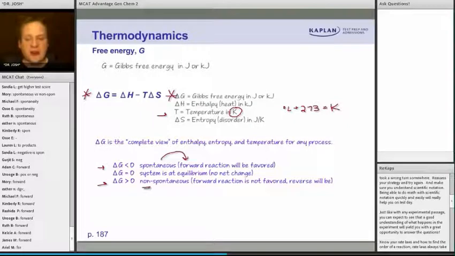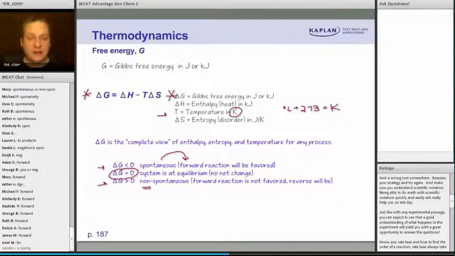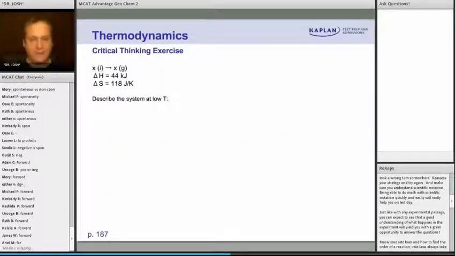And then remember that this is the complete view. Is it spontaneous moving forward or not? So a negative delta G is spontaneous going forward. You're going to start making more product. It's favored to go forward. Delta G positive means it's non-spontaneous, which means the reverse is actually favored. So delta G tells you the likelihood of spontaneity going forward. If you have a negative delta G, it's going to go forward. If you have a positive delta G, it's going to go in reverse. And if your delta G equals 0, then we know we're at a nice, healthy, steady equilibrium, which is definitely something that most reactions aim to attain.